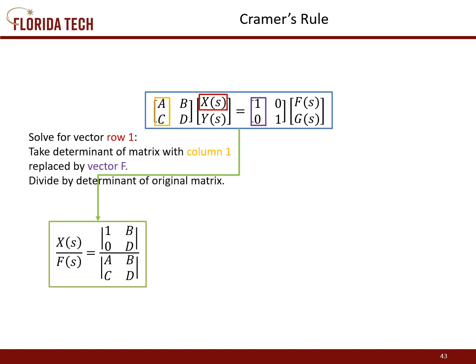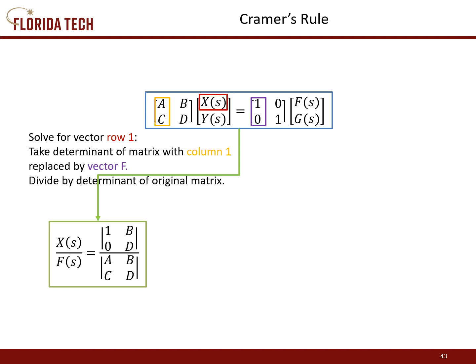Let's first look at if we want the transfer function x over f. So we'll solve for the vector in row 1. It's in red. Take the determinant of a matrix with column 1 replaced by vector f. That's in the numerator determinant. The denominator determinant is the original matrix on the left-hand side of the equation.